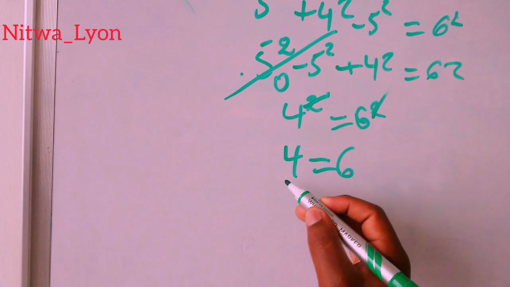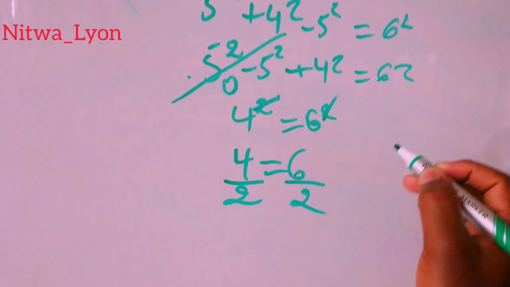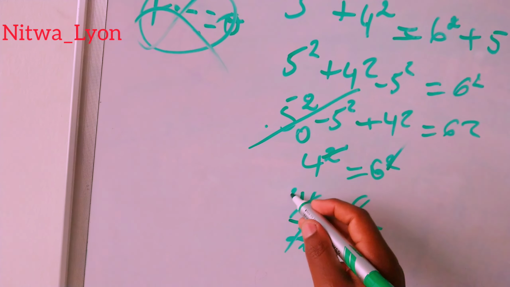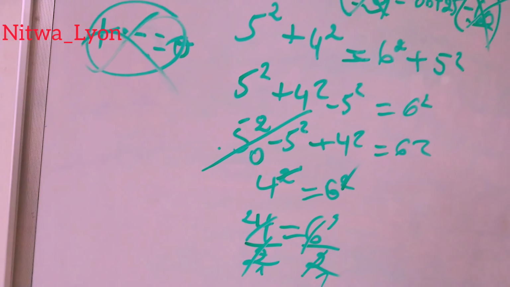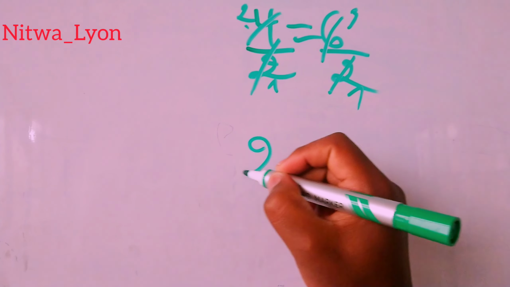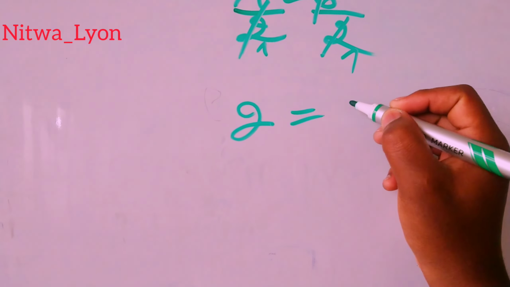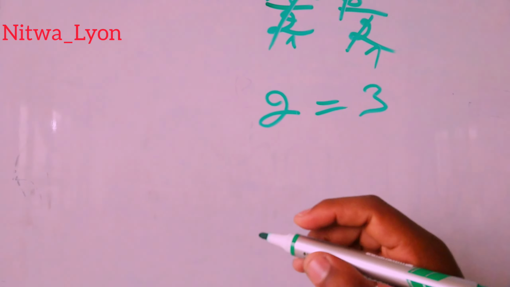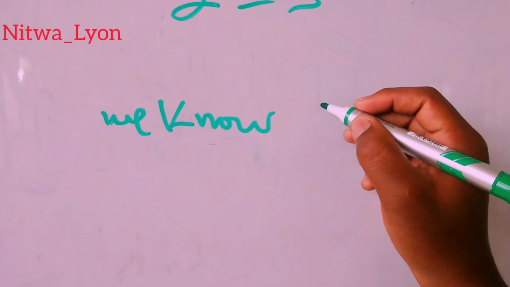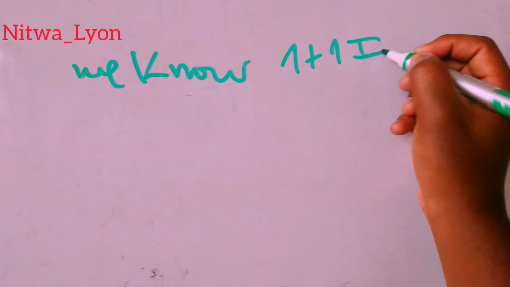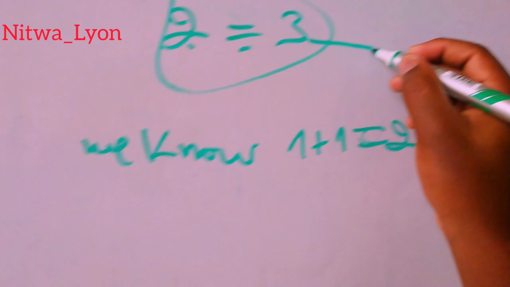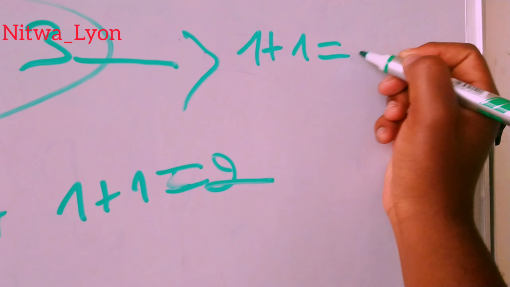Then out of 2 and out of 2, here will remain 1, 2, here 3, 1. Then it means we will remain with these 2 equal 3, because here it's 3. Then we know 1 plus 1 equal 2. Then this will equal to 1 plus 1 equal 3.